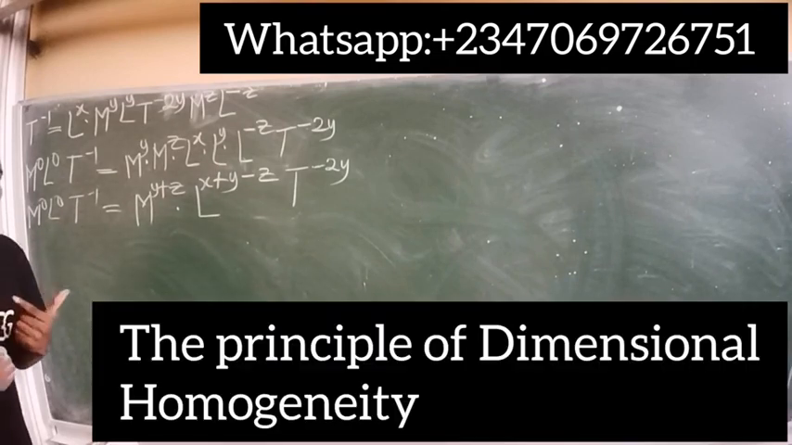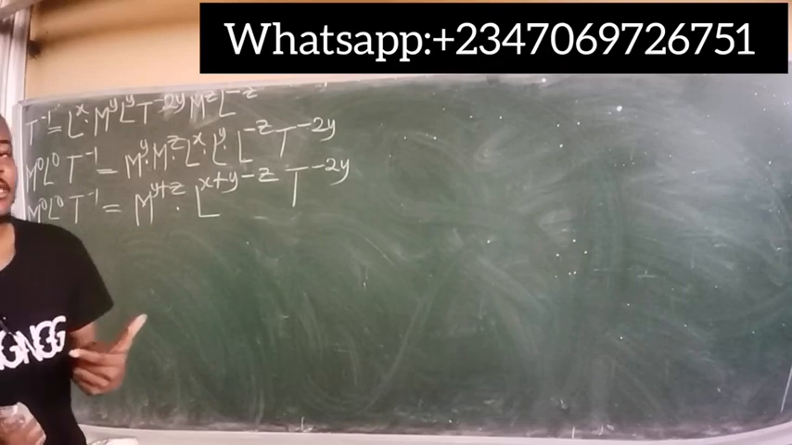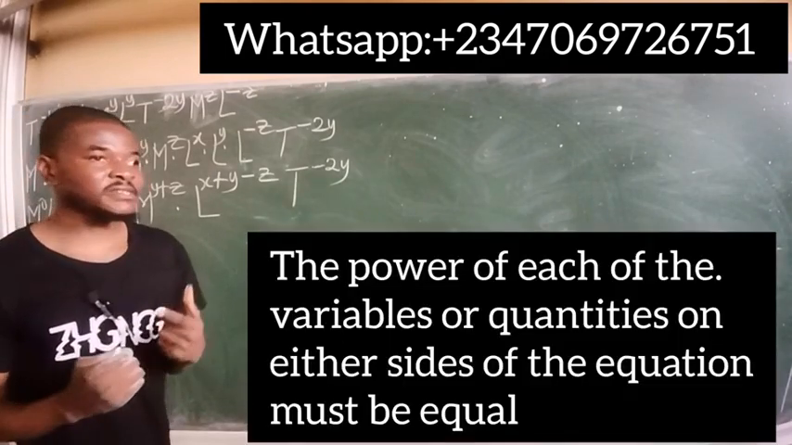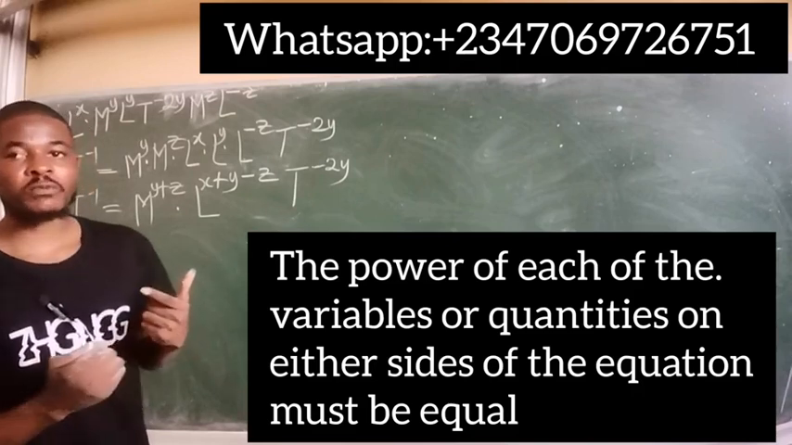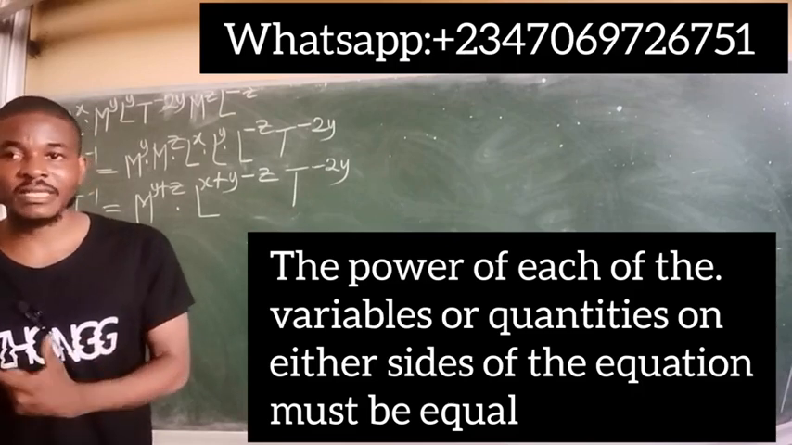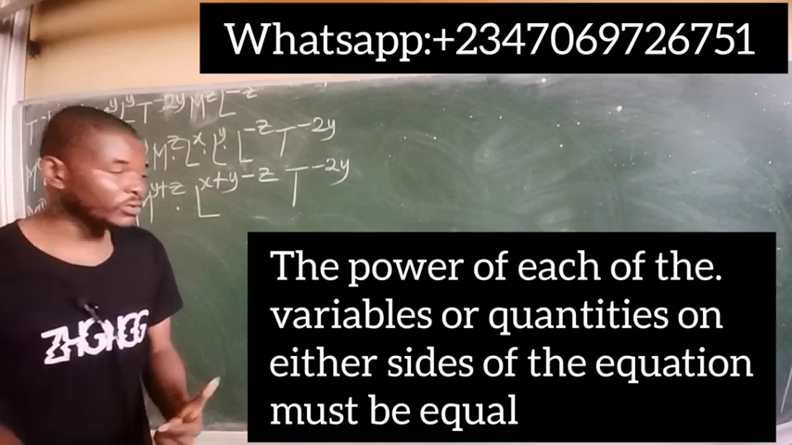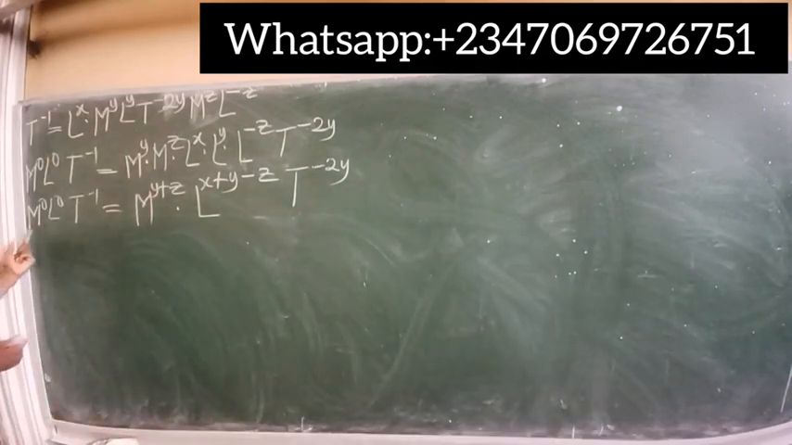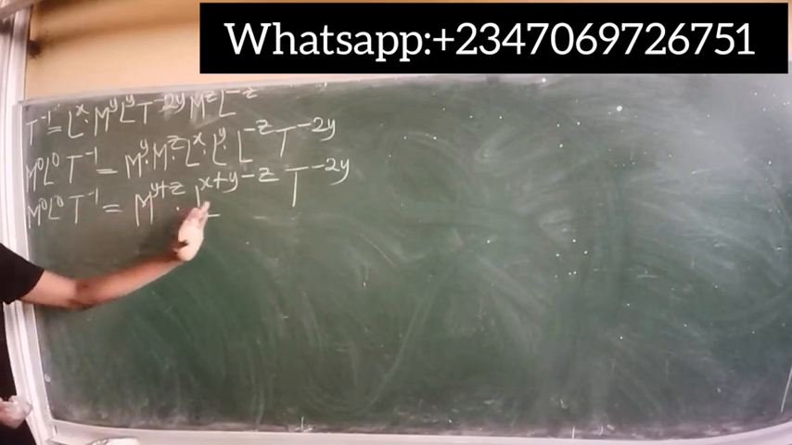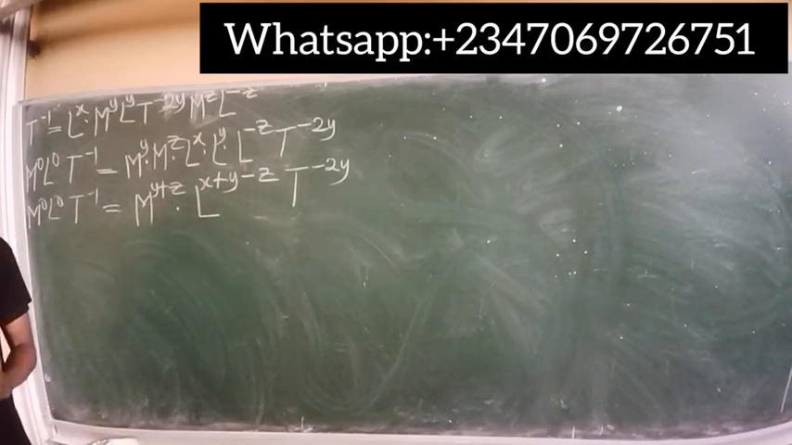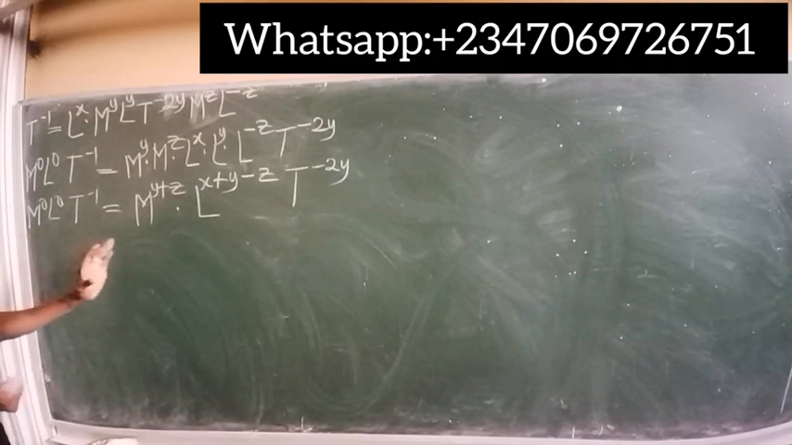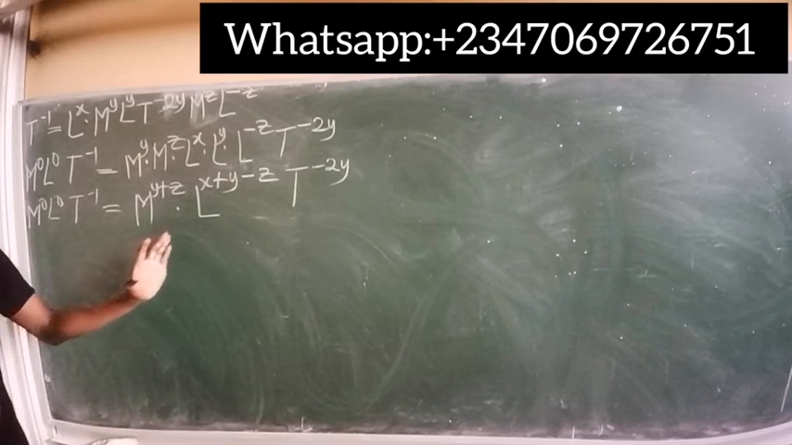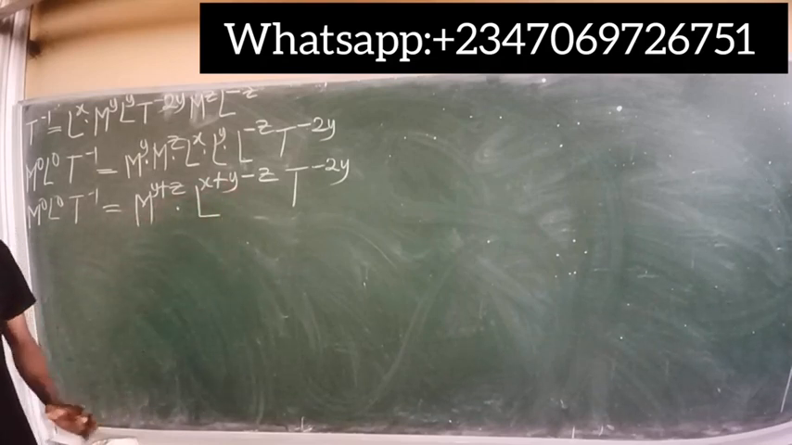of dimensional homogeneity. Now, what is this principle saying? The principle is simply saying that the power of each of the variables on the left-hand side of the equation must be equal to the powers of each of the variables on the right-hand side of the equation. So for each of the physical variables that we have, like mass, the power of mass on this side of the equation must be equal to the power of mass on this side of the equation. That's the principle of dimensional homogeneity. So for the whole function to be homogeneous, their different powers must all be equal towards their respective powers on the other side of the equation.